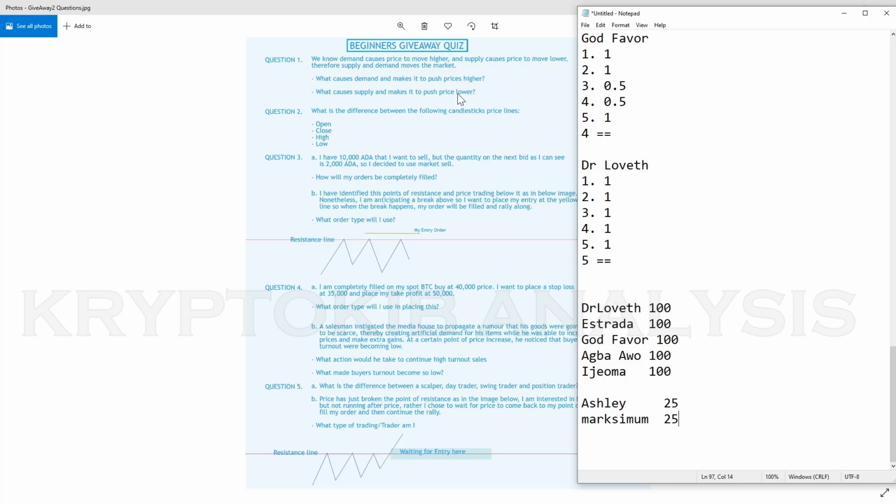If nobody is willing to buy at 20,000, there will be no transaction. And for there to be no transaction means there is no demand. So what causes demand and makes it push prices higher is the willingness of buyers to buy at those higher prices.